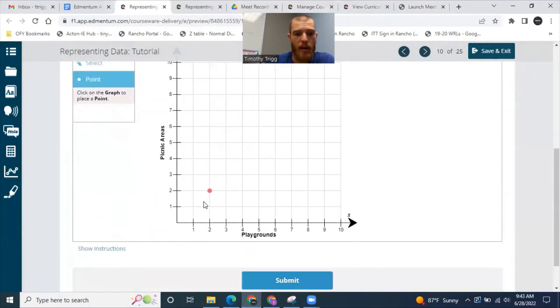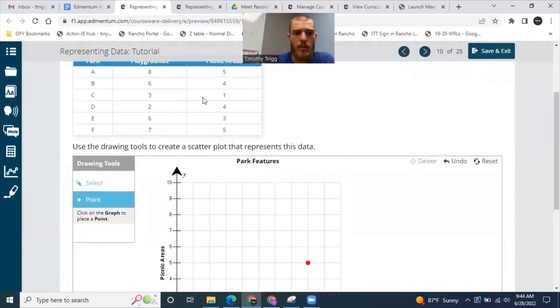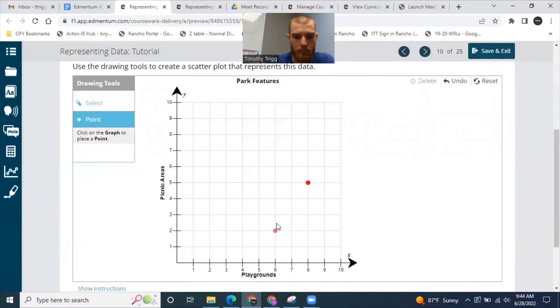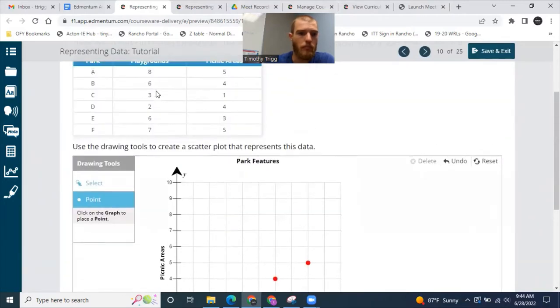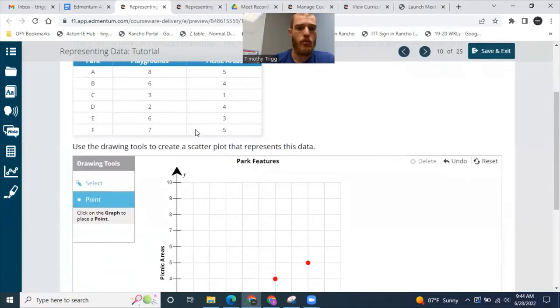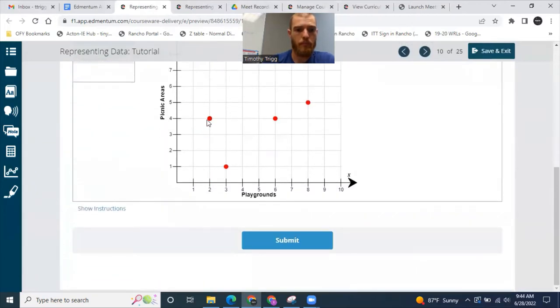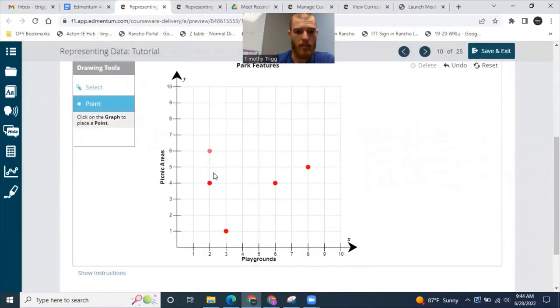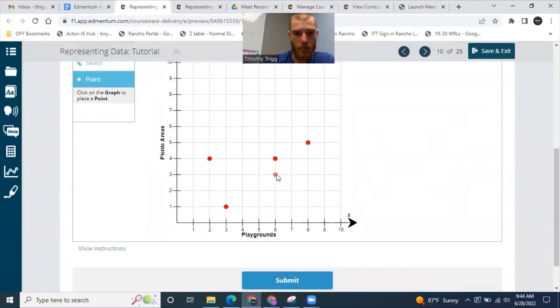(8, 5) is our first one. (8, 5), just right there. And just go ahead and plot the rest of these points. (6, 4). (3, 1). (2, 4). (6, 3), and (7, 5).